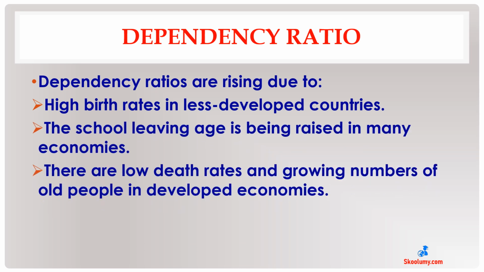We will consider some of the reasons for rising dependency ratio. Number 1. High birth rates in less developed countries increase the number of children that form part of the dependent population. Another factor is raising the school leaving age. This means that more children stay longer in school. Low death rate increases the number of old people. These people are also part of the dependent population. The number of old people will decrease if the government raises the official retirement age.